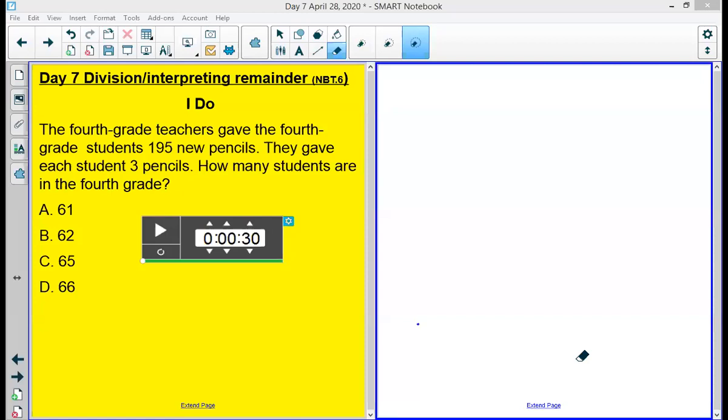The first problem is an I do, and it reads, the fourth grade teachers gave the fourth grade students 195 new pencils. They gave each student 3 pencils. How many students are in the fourth grade? So my job today is to figure out how many students are in the fourth grade. So I'm going to underline that big question.